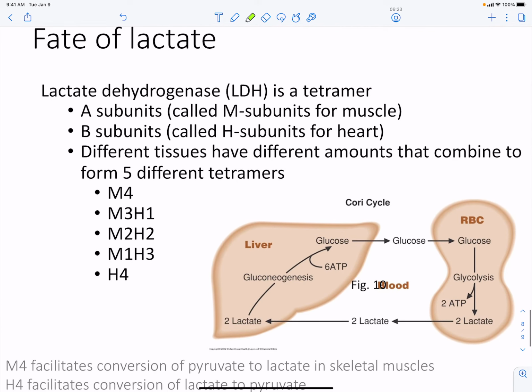Now, lactate dehydrogenase is a tetramer, so there are 5 different tetramers. Your muscle and your heart each have the same monomers that make up their tetramers. And then other tissues will have a mixture of muscle and heart versions of lactate dehydrogenase. You have your A subunits, which is in your muscle, and your B subunits in your heart.